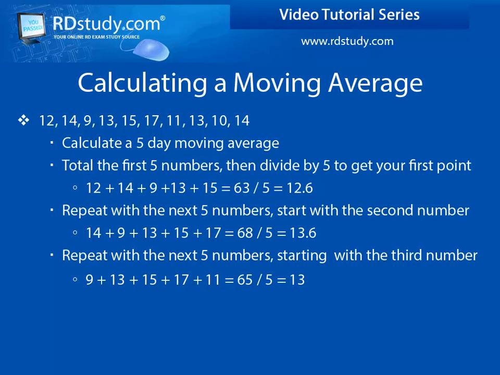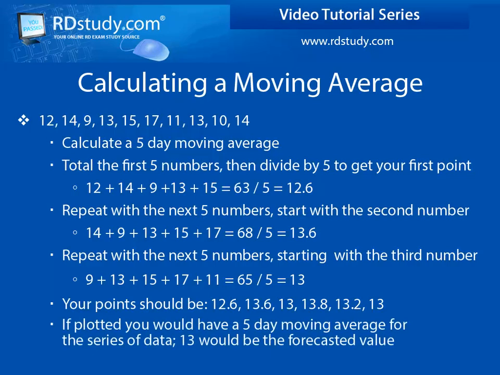You should repeat this process until the last number in the entire series, which is 14, is included within the calculation. Your values should be 12.6, 13.6, 13, 13.8, 13.2, and then 13. If plotted on the graph, the line connecting these points would represent your 5-day moving average, with the last calculated value of 13 representing the forecasted value for the next value in the series.